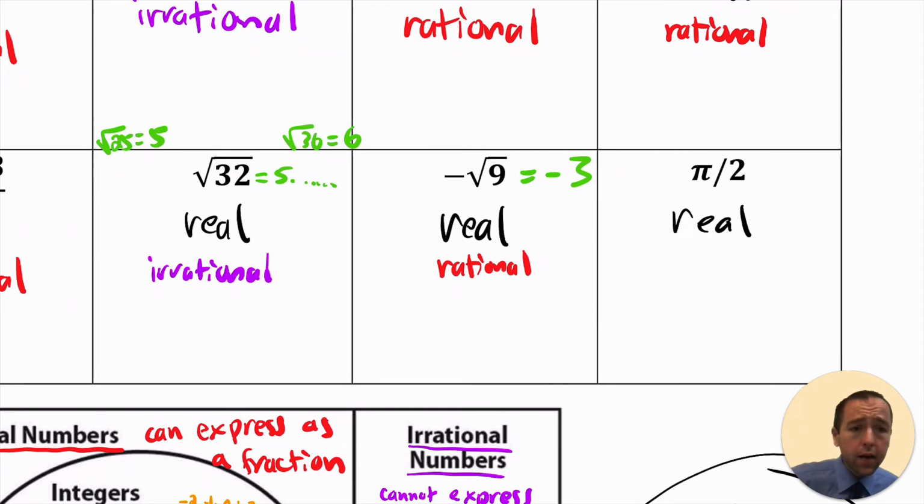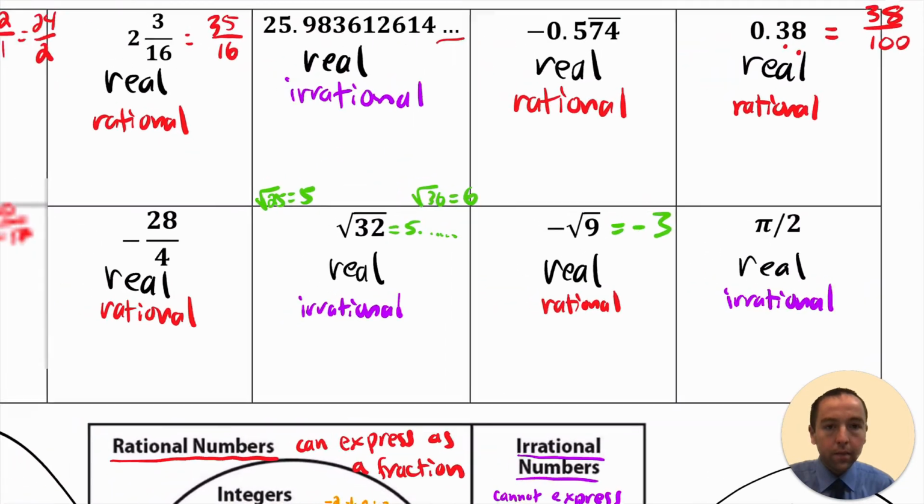And the last thing has pi over 2. Now, we know that pi is irrational because it has decimals that go on forever, never repeat, and therefore it can't be written as a fraction. So anytime you add something to pi or divide it by whatever, it's still going to be the same sort of scenario. So this is going to be irrational. Can't write it as a fraction.